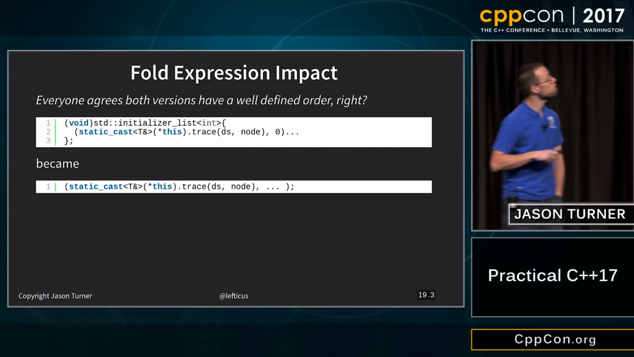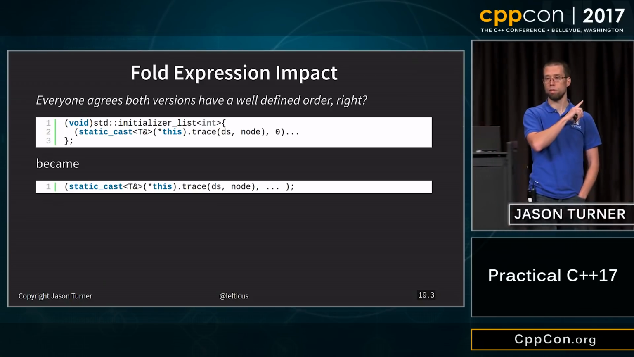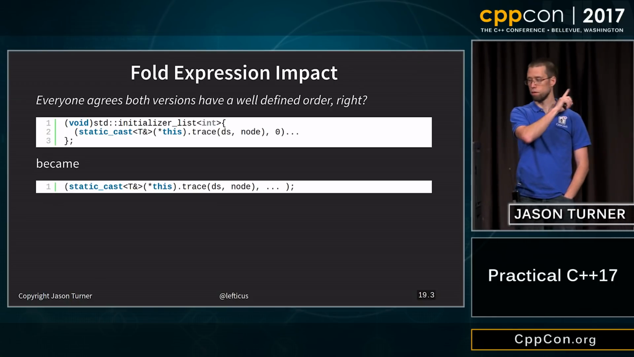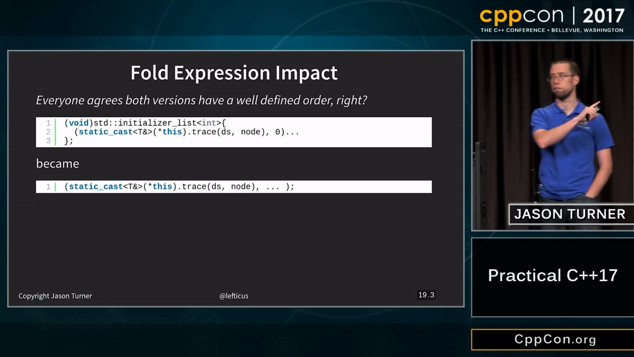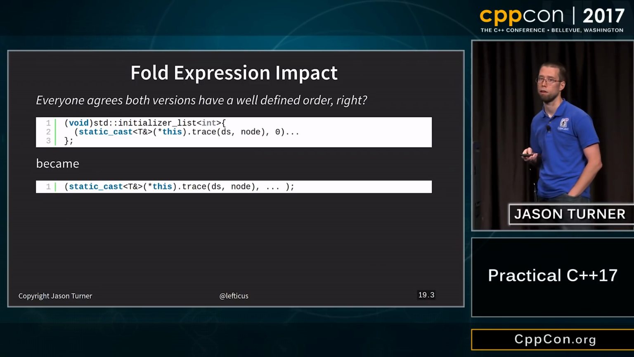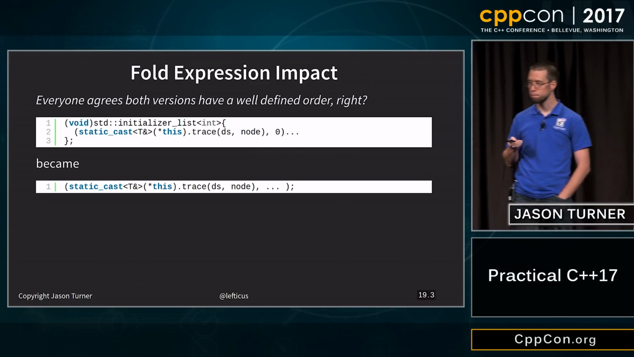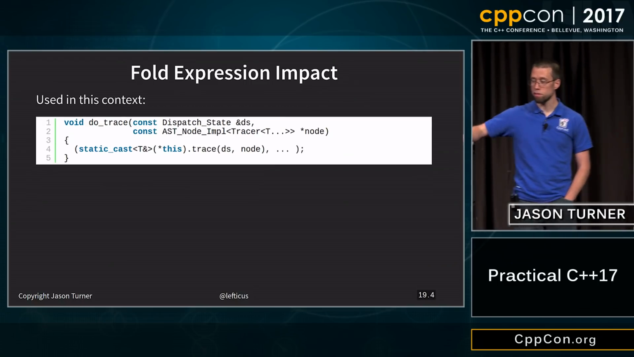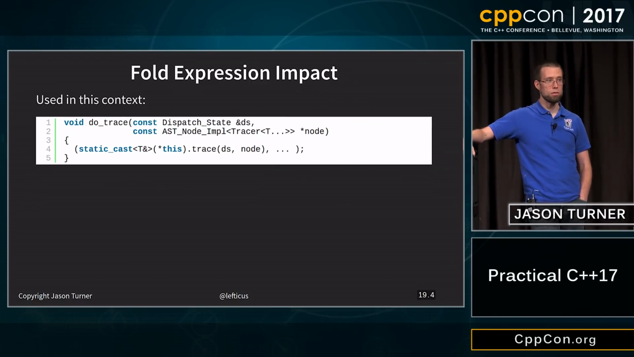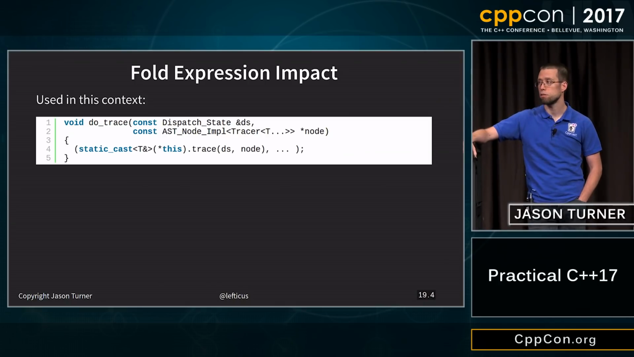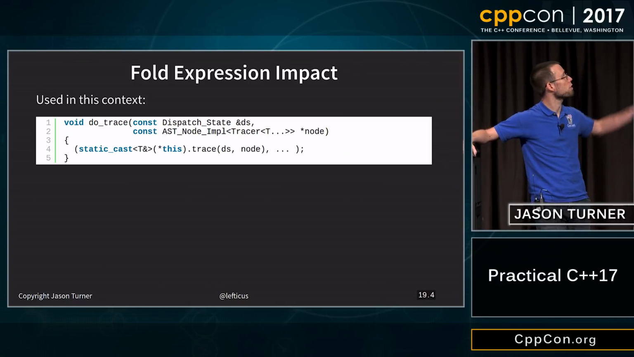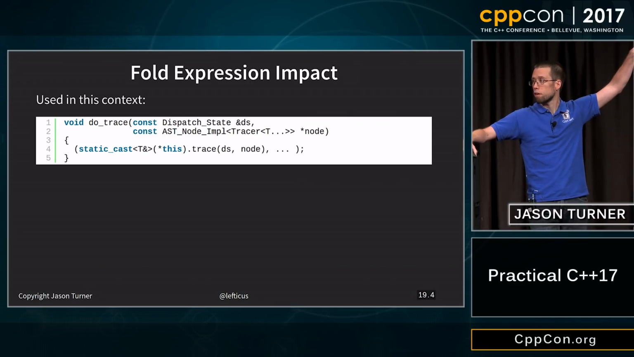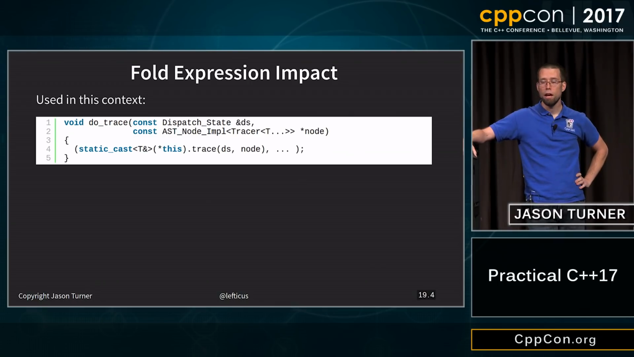So this code is stripped right out of CppCon. I am actually doing this exact thing right here. I'm calling trace on a bunch of things that were in a parameter pack for one of my templates. So this is what the resulting code looks like. I am using the comma operator expansion fold expression, and I have to put it in parentheses to tell the compiler I'm doing a fold expression.